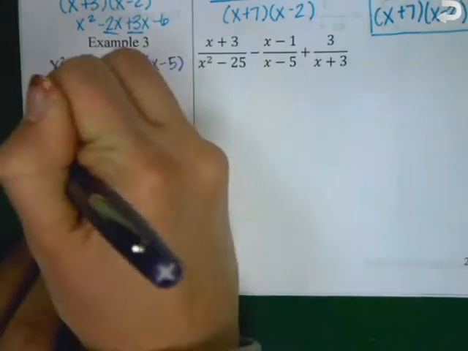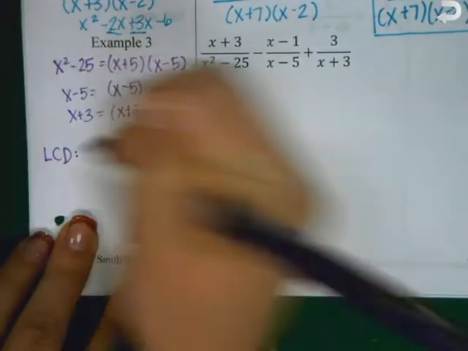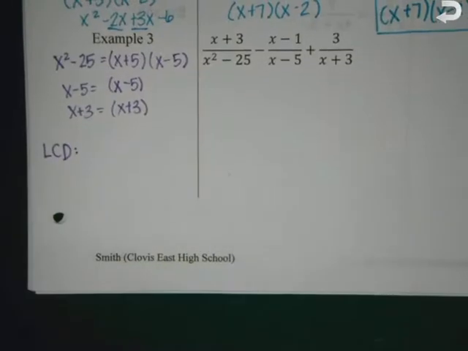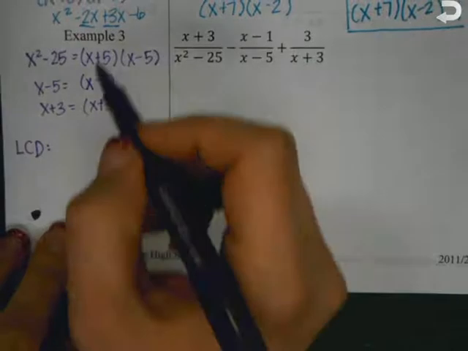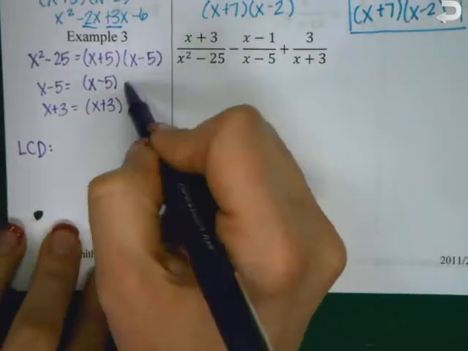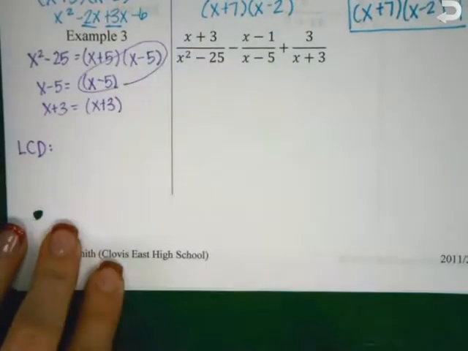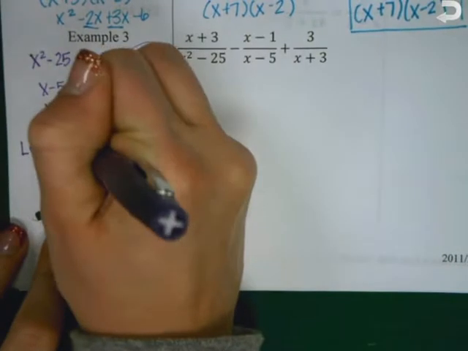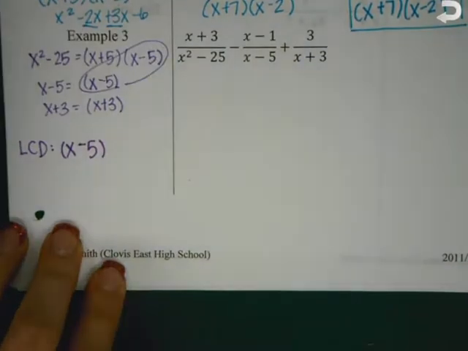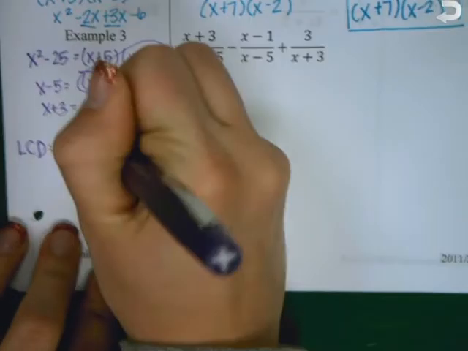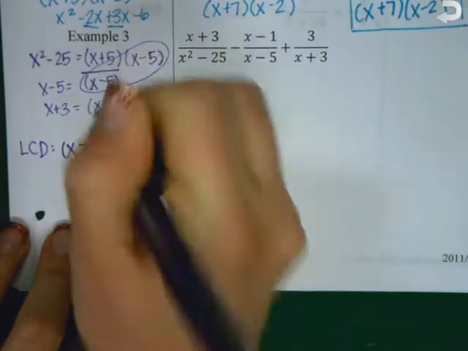So will you guys right now on your own figure out what the LCD is going to be? Very good. So we have x - 5 in common, so that has to go in there, x - 5. And then we also have to include everything that's not in common. So we do need to include x + 5 and x + 3. So that's our LCD.